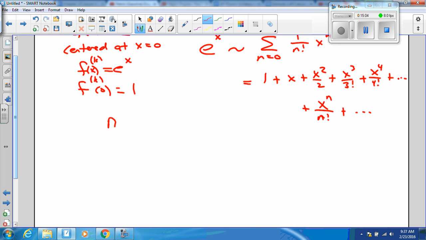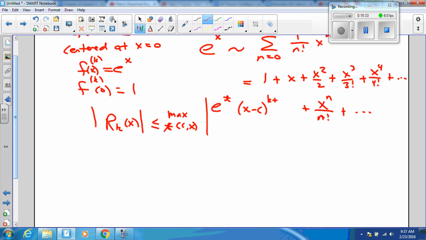The remainder, R_k of x, is going to be bounded by the max for t's in [c, x] of the k plus 1 derivative times (x minus c) to the k plus 1, all over k plus 1 factorial. And what we observed is that because e to the x is an increasing function, that max is actually going to happen at e to the x.